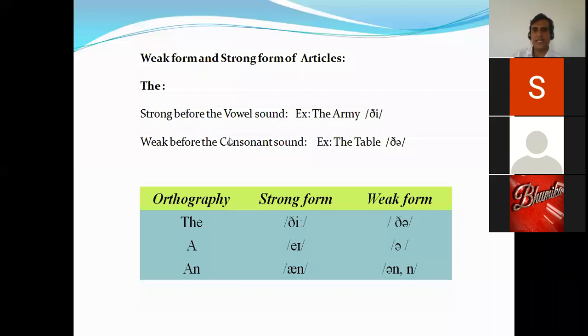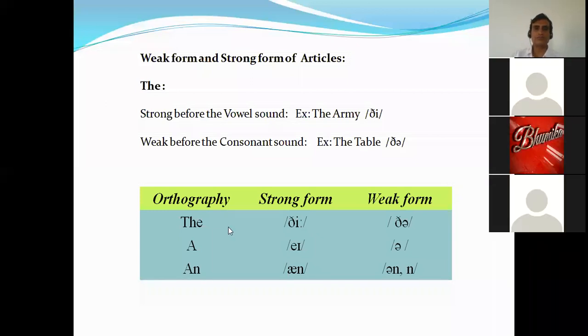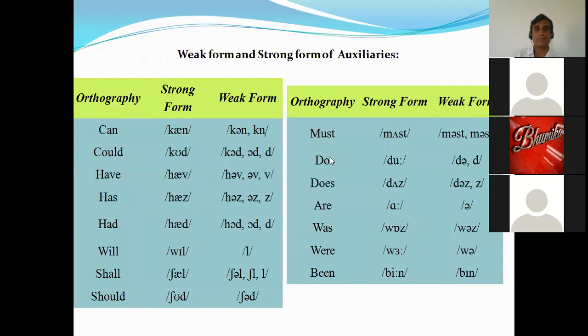And when the same word is used before a consonant, it is pronounced as 'thuh' and not 'thee'. Remember, the table, the army. Orthography here is the spelling system. In strong form, this is 'the', and in weak, 'thuh'. I, in strong form, and in weak form. Am is strong, 'un' or 'n' in weak. This is what we have about articles.